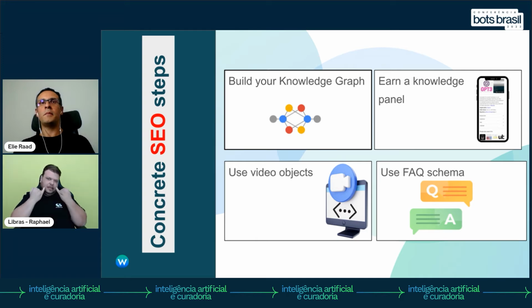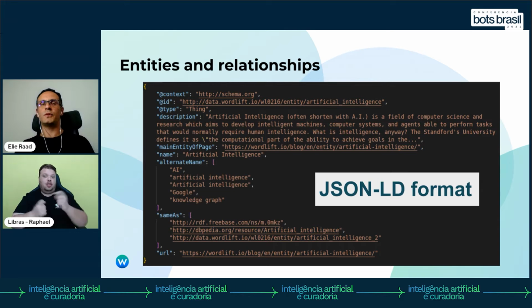Again, some concrete steps from an SEO perspective would be to build your knowledge graph, to earn a knowledge panel on Google, to also use the video objects, because we talked about videos, and to use the FAQ schema, which is what we saw as pairs of question and answers. So those are some of the concrete steps that an SEO can take in order to improve the SEO ranking of the website.